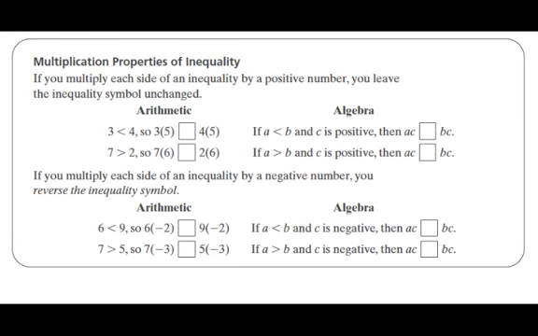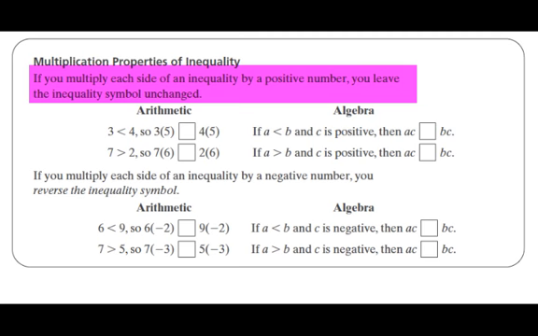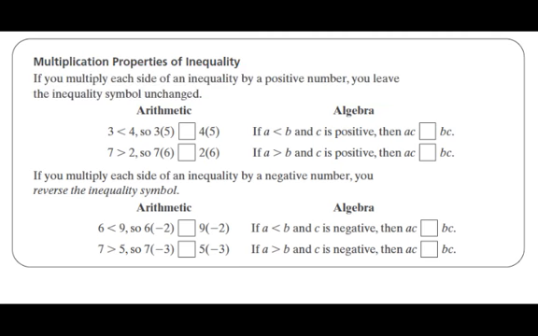For the multiplication properties of inequality, if you multiply each side of an inequality by a positive number, you leave the inequality symbol unchanged. For example, in arithmetic, we have 3 is less than 4. So 3 times 5 is less than 4 times 5. Same thing with 7 and 2. If 7 is greater than 2, then 7 times 6 is greater than 2 times 6.